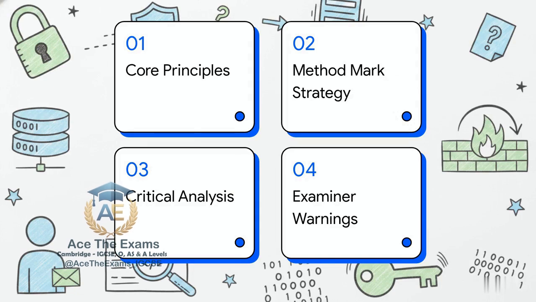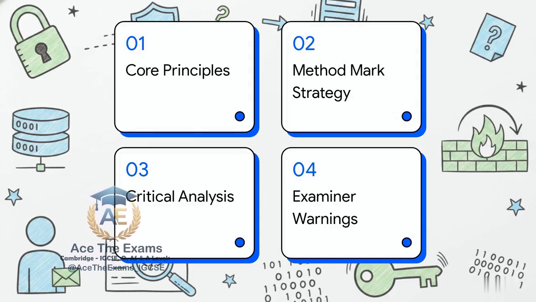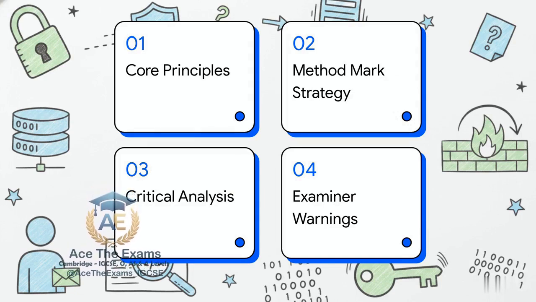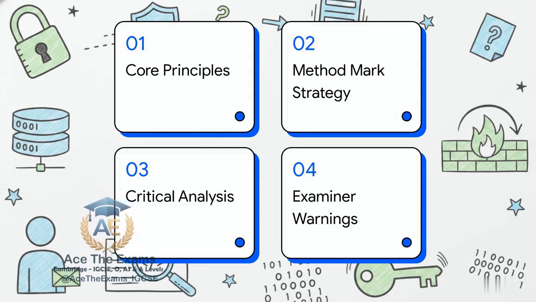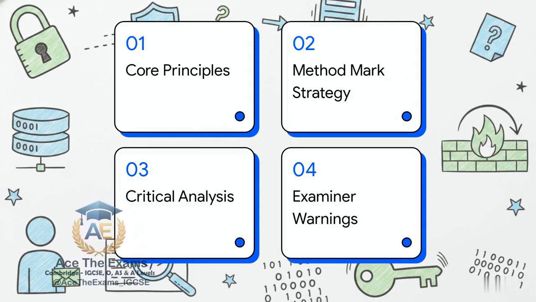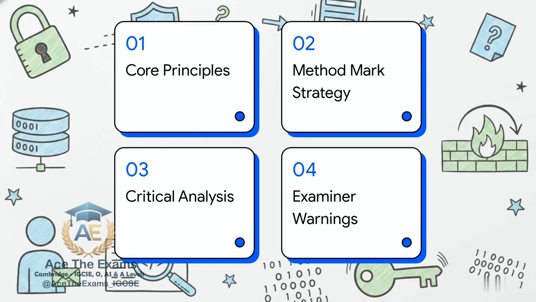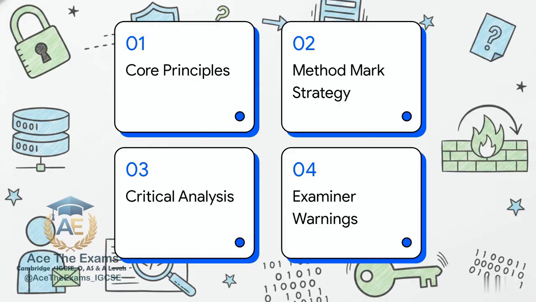To get you that mastery, here is our masterclass roadmap. We've got 4 clear waypoints. First, we'll establish the core principles. Second, we'll unpack the method mark strategy. Third, we'll look at critical analysis. And finally, the top examiner warnings. Let's get right into it.